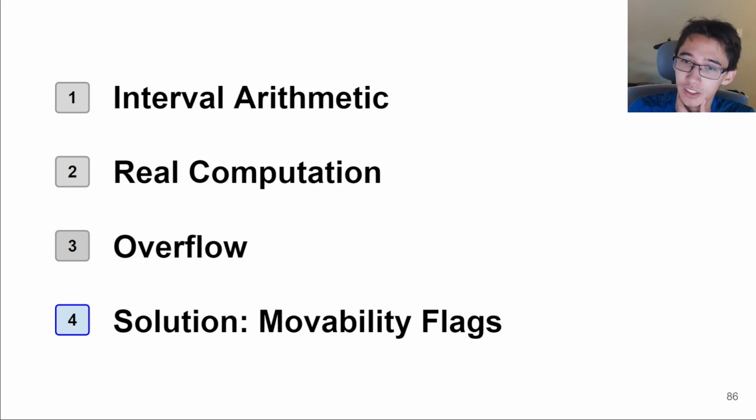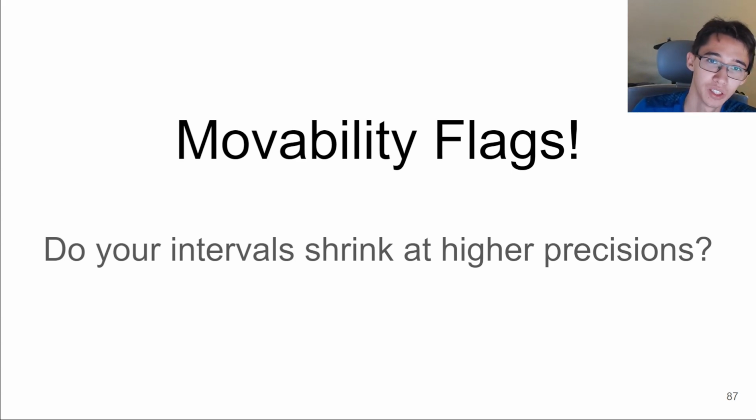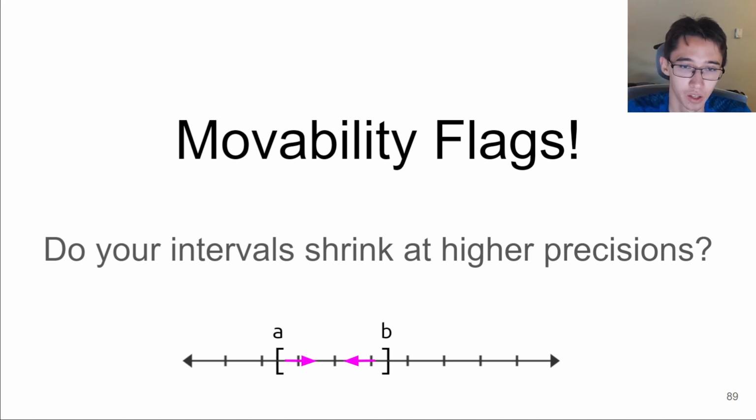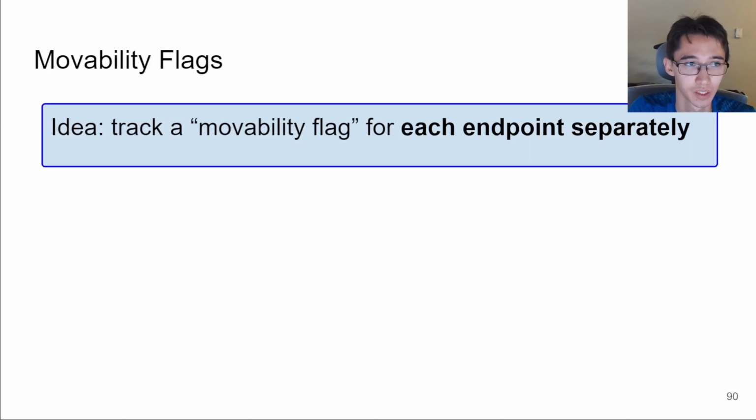So our solution is movability flags. And like I said at the beginning of the talk, movability flags answer the question: could your intervals shrink at higher precisions? Imagine we have some number line with an interval on it, and the interval ranges from A to B. By shrink at higher precisions, we mean that A and B move closer together when you redo the computation at higher precision. So the idea is to track a movability flag for each endpoint separately, and this will track whether or not the endpoint can move.